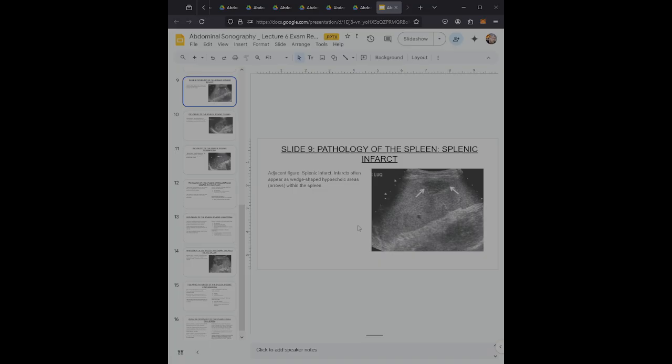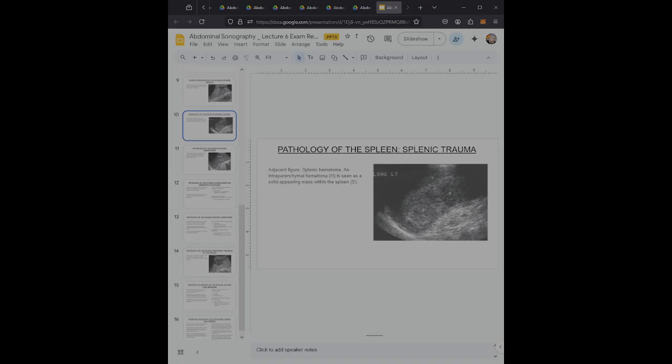So the difference between splenic infarcts is the echogenicity. If it is hypoechoic, it's most likely acute. If it's hyperechoic, it's most likely chronic. And a good example here is a splenic infarct, and it looks like a wedge-shaped hypoechoic mass. It's most likely this is an acute infarct.